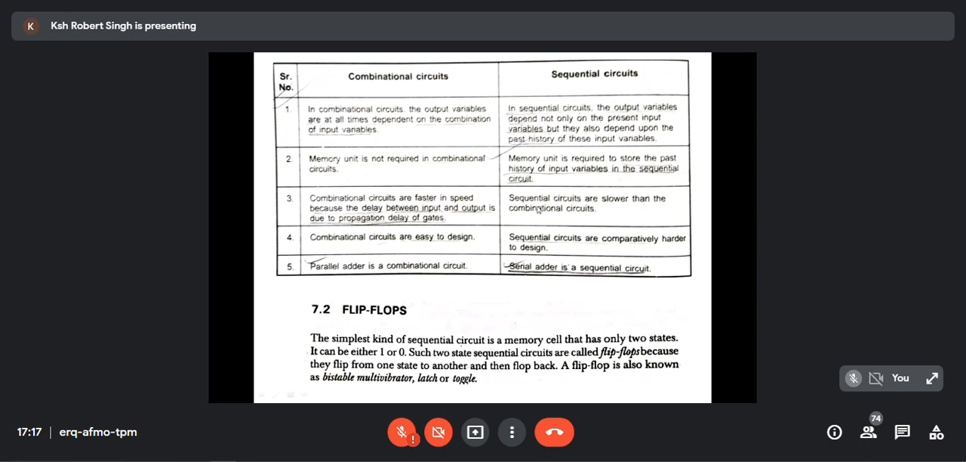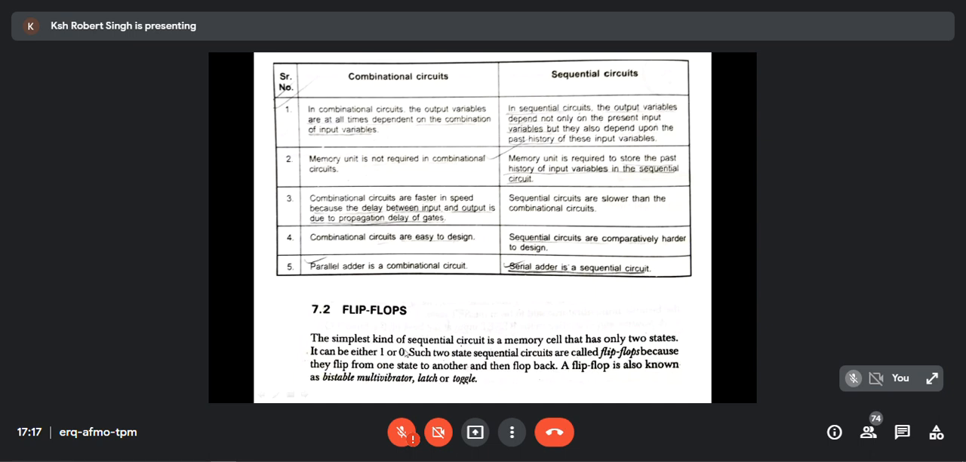So a sequential circuit will be slow because it waits for a clock. In most sequential circuits you will have a clock, and also a memory element, so the output depends on the present input as well as the previous output. So sequential circuits will be slow compared to combinational circuits. A flip-flop is one example of a sequential circuit. Why is it called a flip-flop? It can flip from one state to another state, because a flip-flop can have 0 or it can have 1.